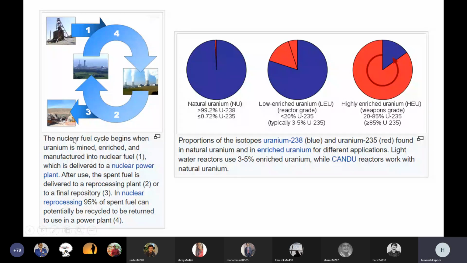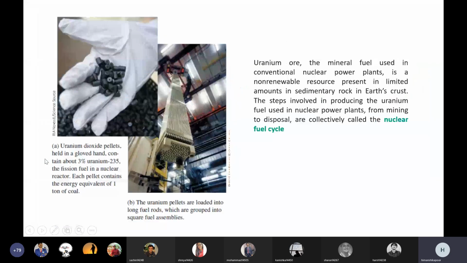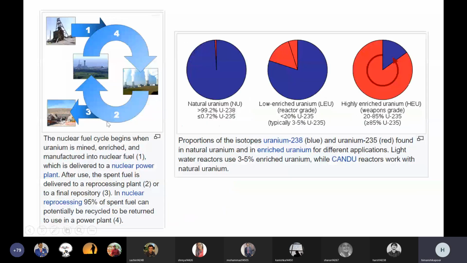So the first step in the nuclear fuel cycle is the mining of uranium, its enrichment, and its manufacture into a nuclear fuel. After enrichment, the pellets look like these. ऐसे pellets बन जाते हैं after extraction, mining and enrichment. Now these pellets you will be loading into fuel rods. So this is the first step.